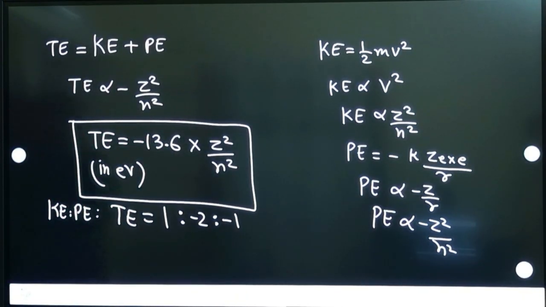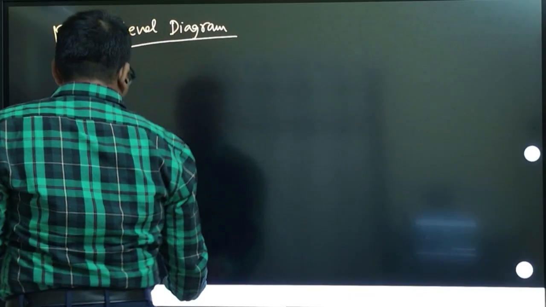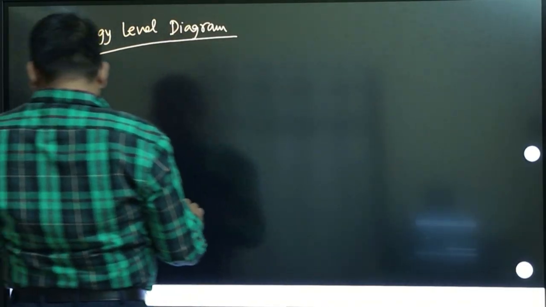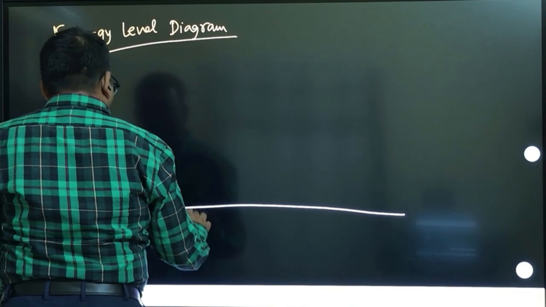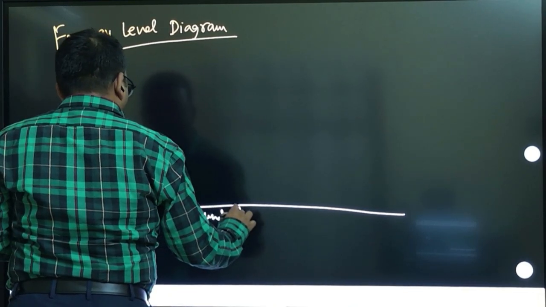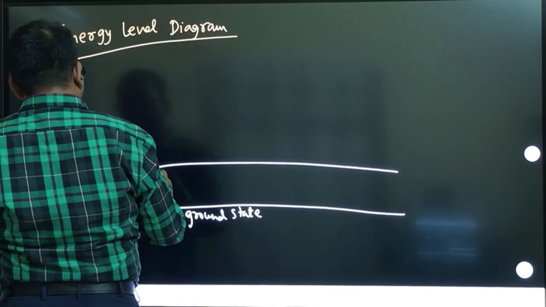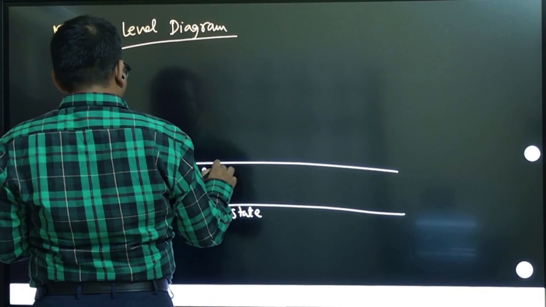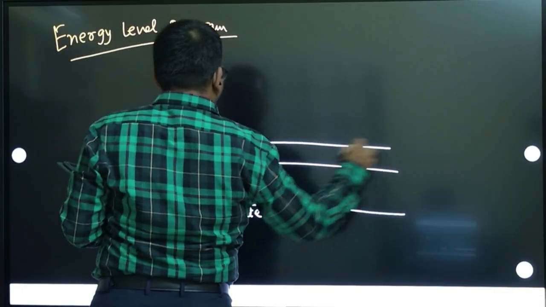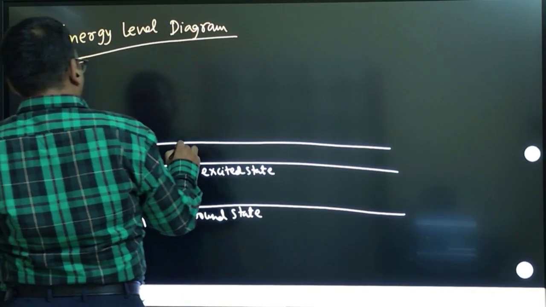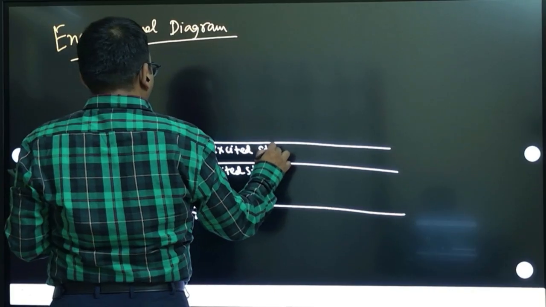Okay. Let's go to the next. Energy level diagram. Let us draw that and remember these formulas. So this is the ground state, n is equal to 1. It's called the ground state. N is equal to 2, it's called the first excited state. N is equal to 3, it's called the second excited state. Okay, and so on, like this it will go.